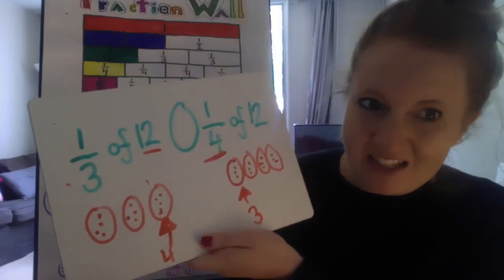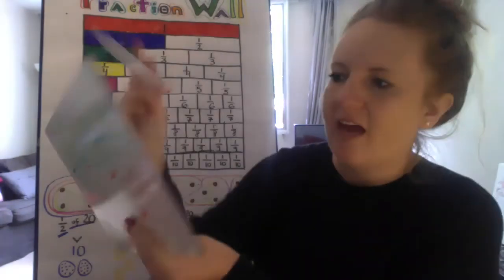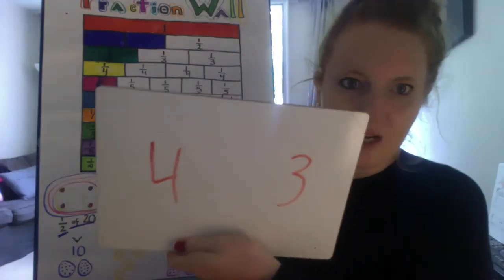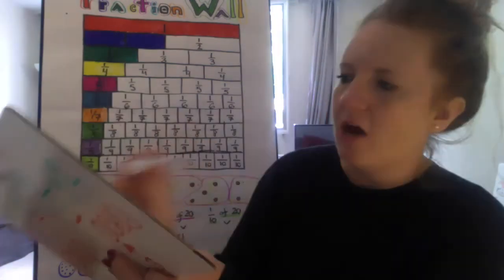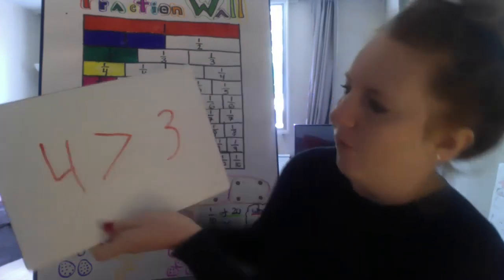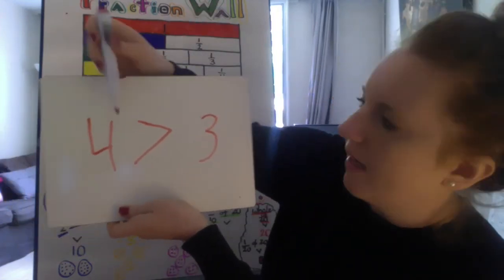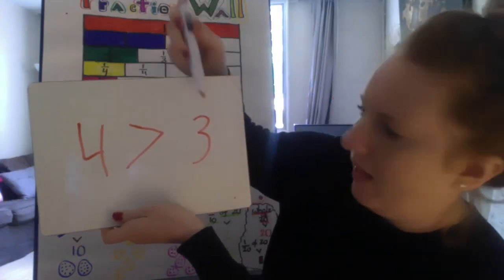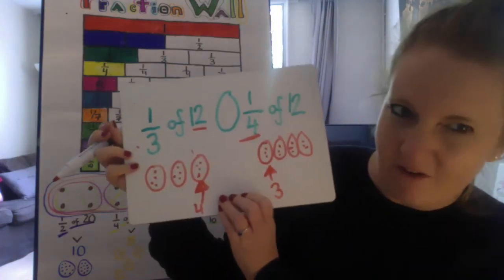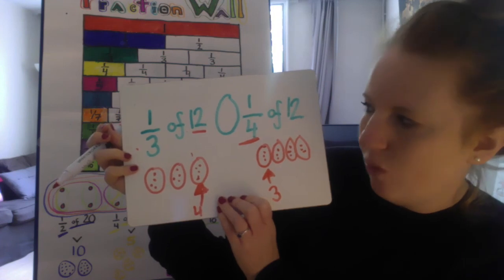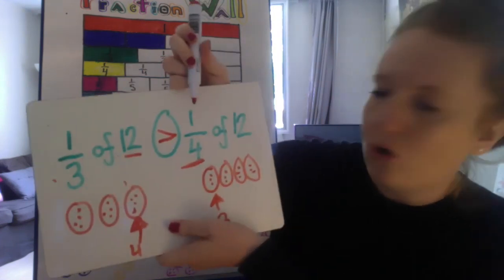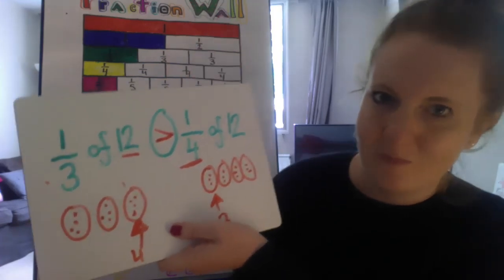Now, if I would have asked you that at the beginning and just said, can you put the sign for 4 to 3? I know you would have put the crocodile facing the 4. So our greater than sign. 4 is greater than 3. It does get a bit trickier when you look at it in fractions. 1/3 of 12 is greater than 1/4 of 12.